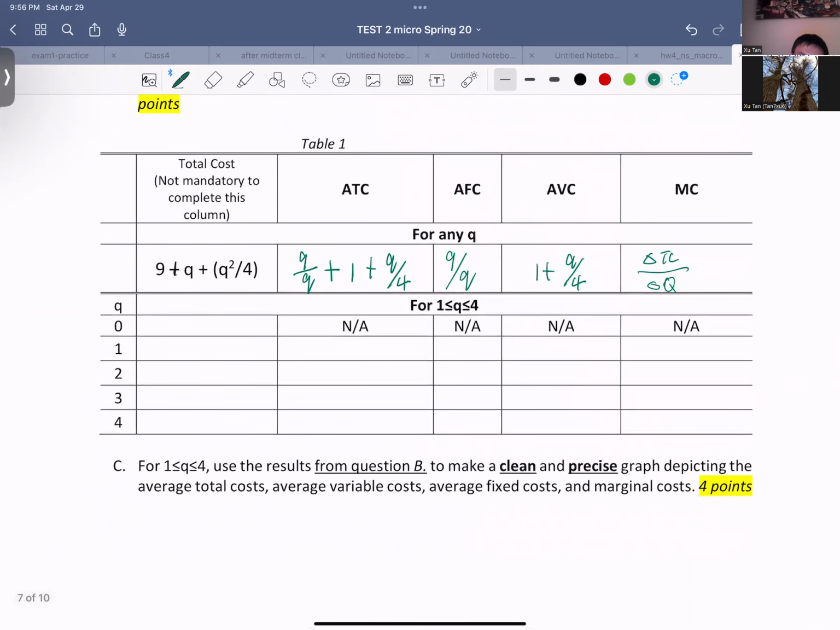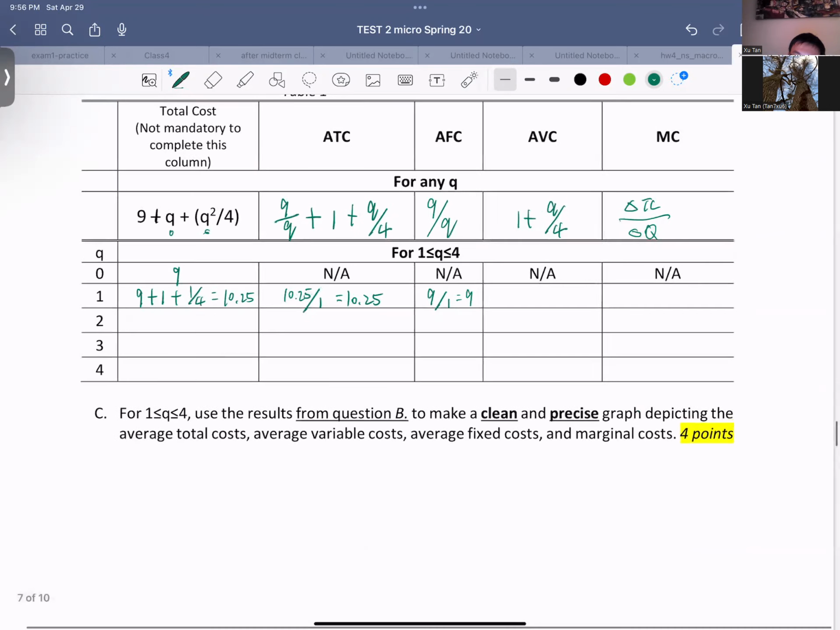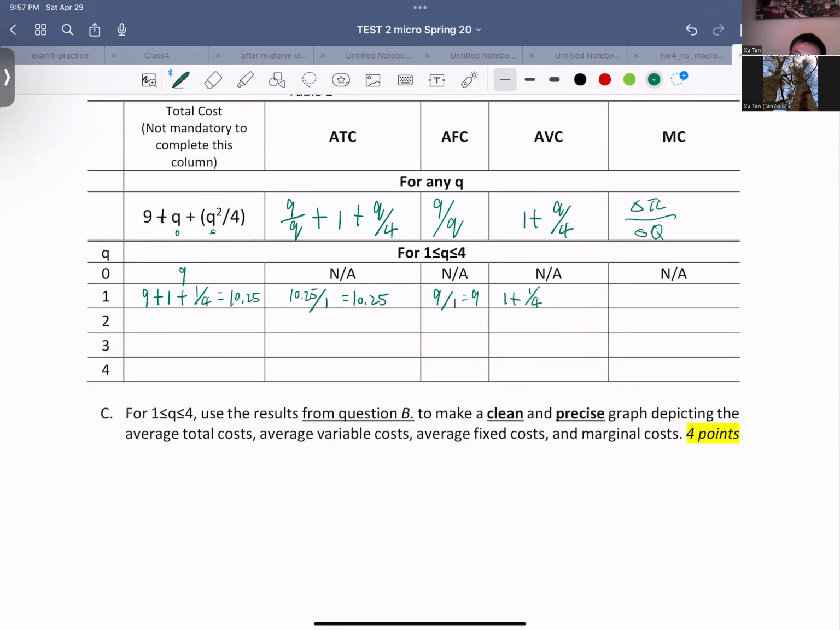When we have 0, what's our total cost? It's 9. Now, what if we have 1? So 1 is 9 plus 1 plus 1 divided by 4, 10.25. Average total cost is total cost divided by quantity. Average fixed cost, 9 divided by 1 equals 9. Average variable cost is 1 plus 1 divided by 4, 1.25.